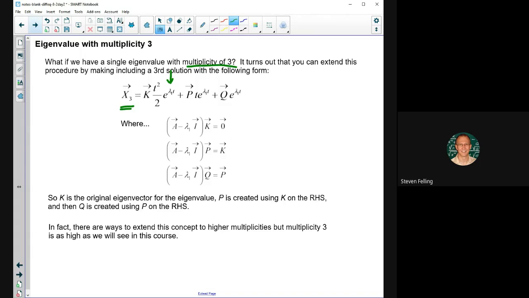So we need 3 distinct linearly independent solutions off of a single eigenvalue, right? So we use the first one. It turns out this is the form. You're going to have a term that has e to the lambda t. You're going to have a term here, which is t e to the lambda t. And then you're going to have another term, which is t squared over 2 e to the lambda t. And this will be the initial eigenvector. And then you'll find p from using this eigenvector in the procedure. And then you will find this vector from using that one on the right-hand side.